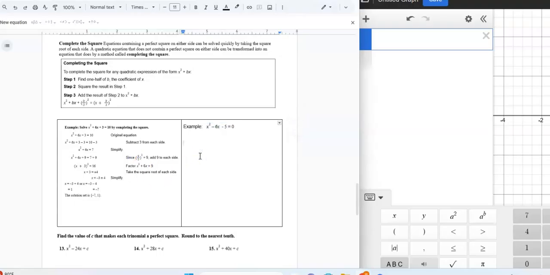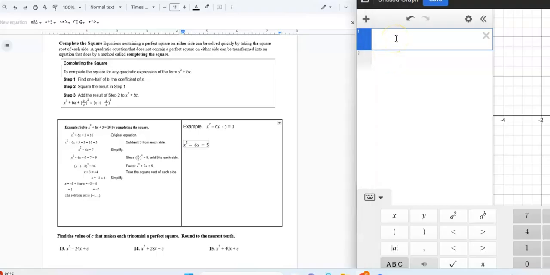First thing is I want to get rid of that 5. I want to make the 5 go to the other side, so I'd add 5 to both sides. So you just want to have the ax squared term and the bx term, and there is no c value. Instead, it goes to the other side of the equal sign. Then there's a formula written right here, and this is what you would be adding to both sides to create what's called a perfect square trinomial.